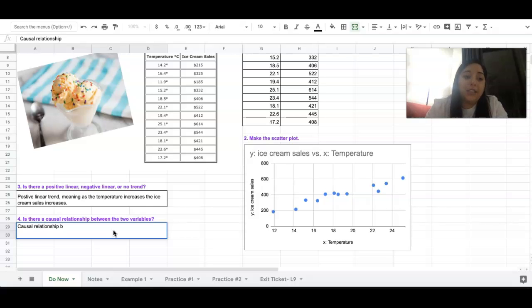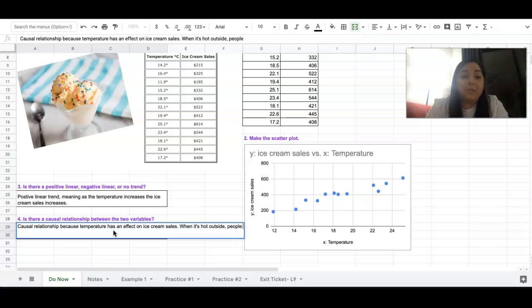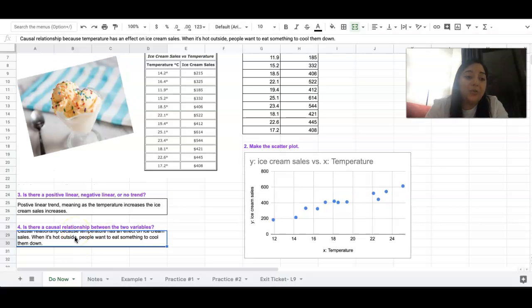Okay, because temperature has an effect on ice cream sales. When it's hot outside, people want to eat something to cool them down. Okay, so that would be a causal relationship.